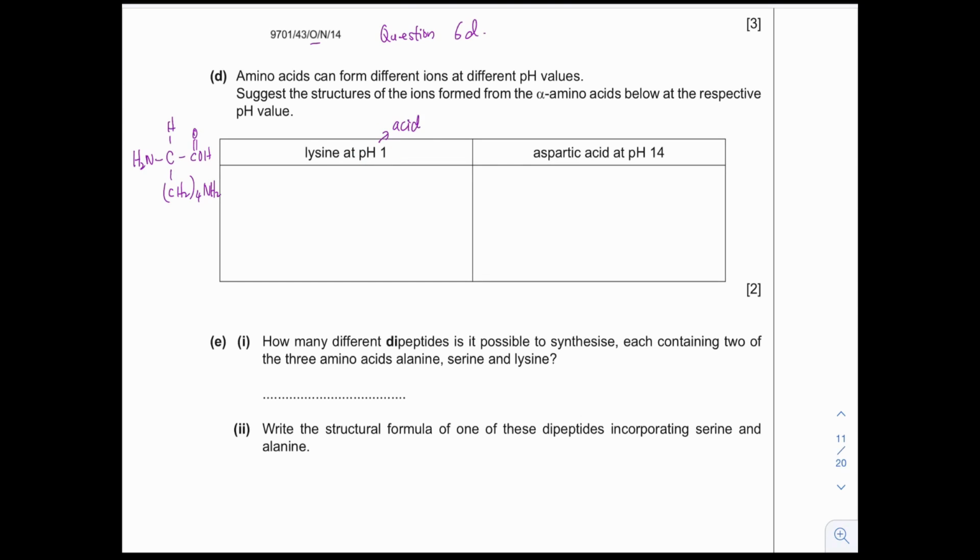pH 1 shows that it is added to an acidic environment. So in an acidic environment, this environment acts as a proton donor to this lysine. So we will have to focus on this side, the acid and the base side. Now, when the environment acts as a proton donor, the proton will be donated to the base, because acid will look for the bases to react.